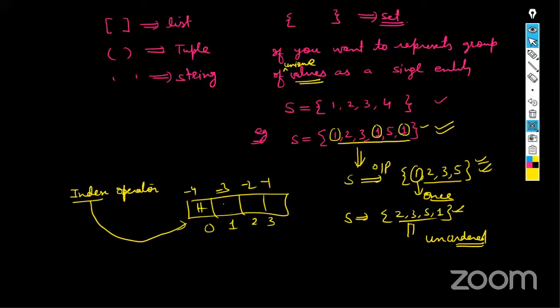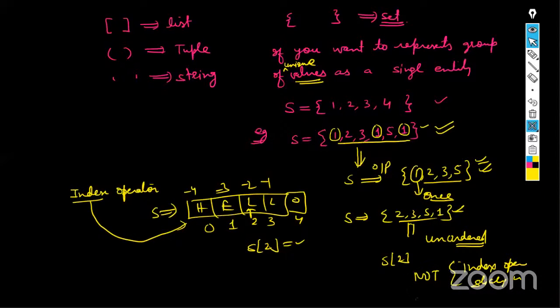Because let's say in the case of HELLO, this L is defined for this location. All the time, whenever you print it, it will be printed in this way. So this L is defined over here, and nothing is defined over there. But if we try to print S2 for a set, sometimes it would be 3, sometimes 2, so there is no meaning. That's why Python says the index operator and slicing operator are not defined, guys.